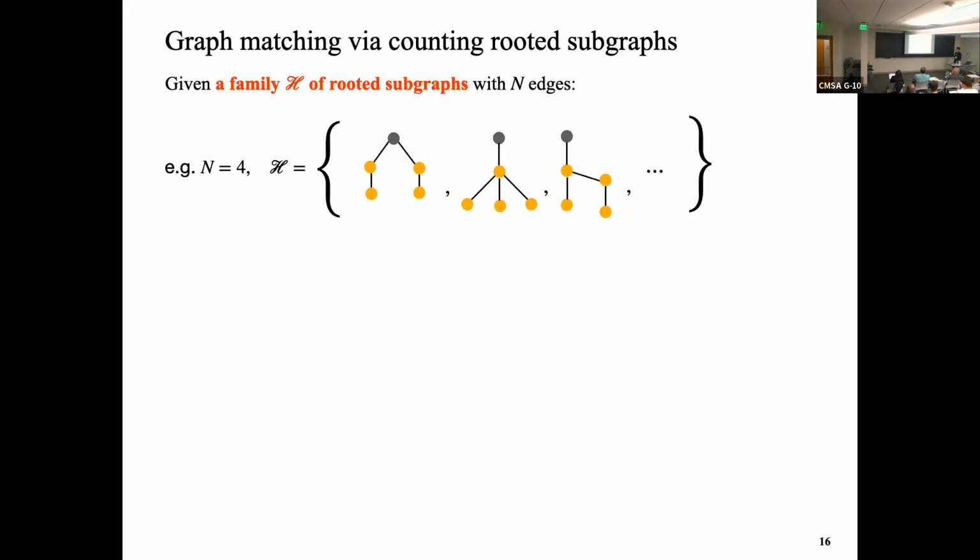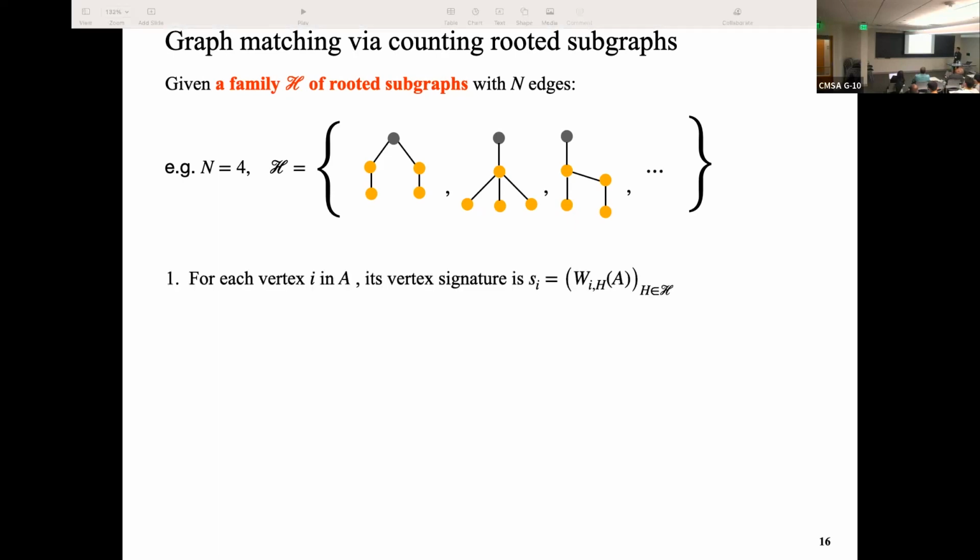Okay, so let me continue. So let's say you have a family of rooted subgraphs. So some examples are given here, with capital N number of edges, right? So N would be something that you hope is not too big, but probably too small is not a good idea either. And then for every node in graph A, its signature is just a vector of subgraph counts for those in this family. I suppose there are 10, and this is just a 10 dimensional vector.